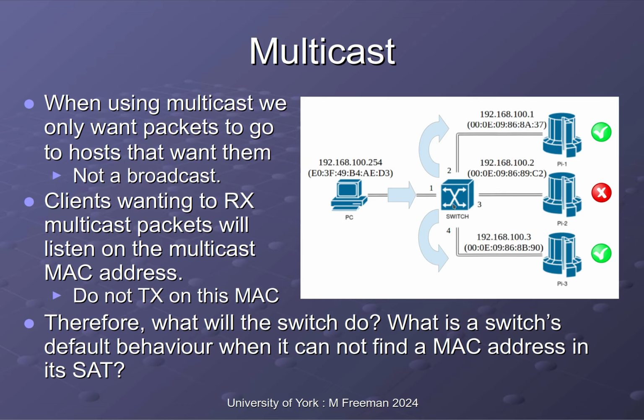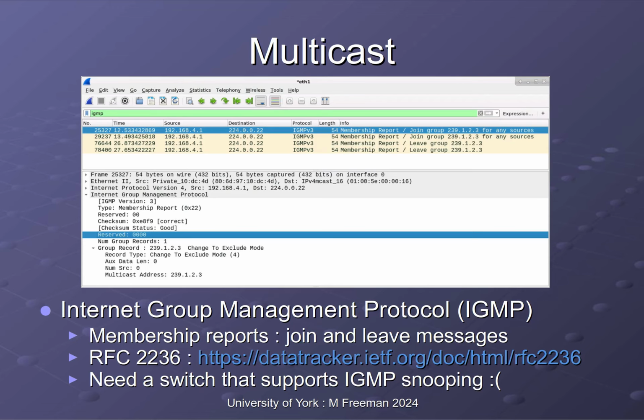As always, if your switch receives a destination MAC address and that address is not in its SAT table, it will broadcast it. So effectively our multicast is turned into a broadcast, which defeats the whole point of a multicast packet. So what can we do about that? Well, as always, we need another protocol. We need IGMP, the Internet Group Management Protocol.